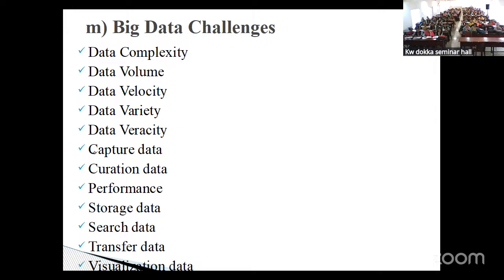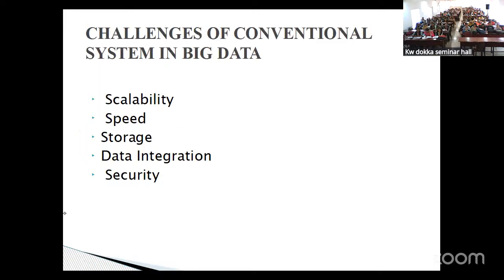Then you have to transfer the data. You have to visualize. You get some symbols, pie charts, bar charts, right? Data analysis. You need to analyze the data, right? So here, challenges of convention. And if you follow the system, right? When you put data in the function, altogether traditional models are there.